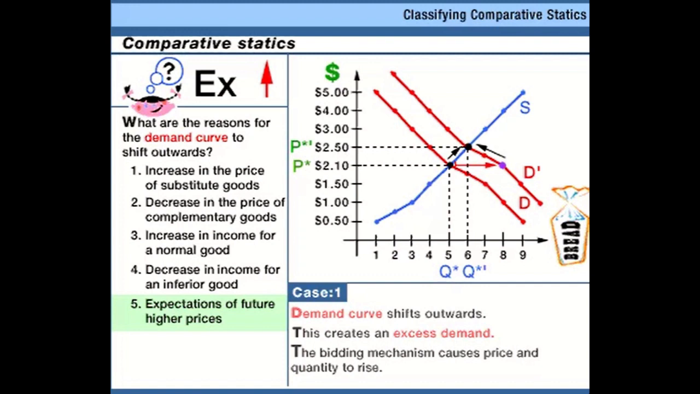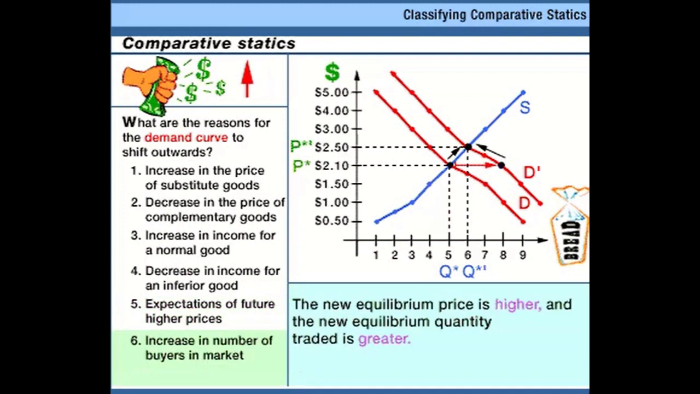Finally, since this is the market demand curve for bread, an increase in the number of buyers in the market will shift the demand curve outwards. If the number of consumers grows in this market, or more people decide they like bread and enter the market for bread, that will push up the price and increase the quantity traded.